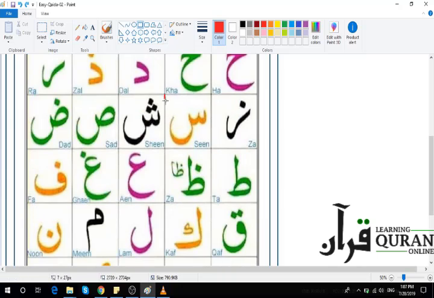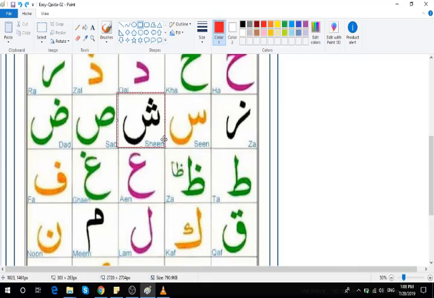Our next letter name is sin. Sin. When we are pronouncing these letters, this letter and the next letters, we always pronounce them like a whistle sound. Okay, sin. Now if we have the same shape as sin, and there are three dots on the top, we will call this sheen.